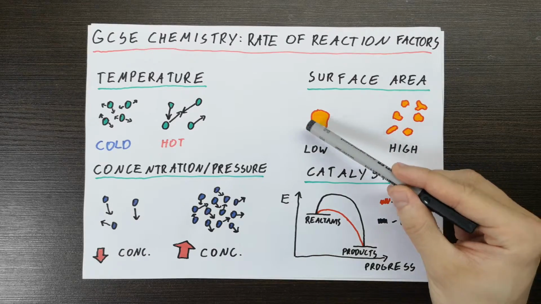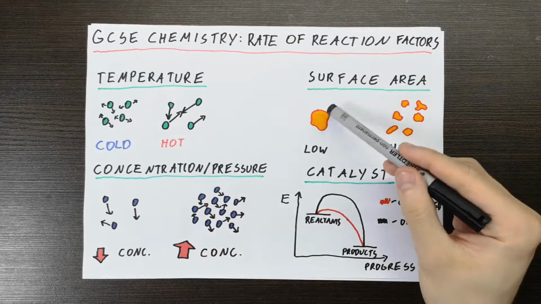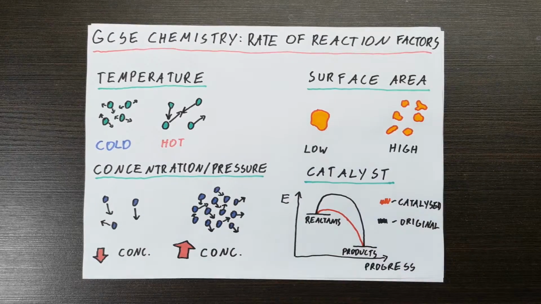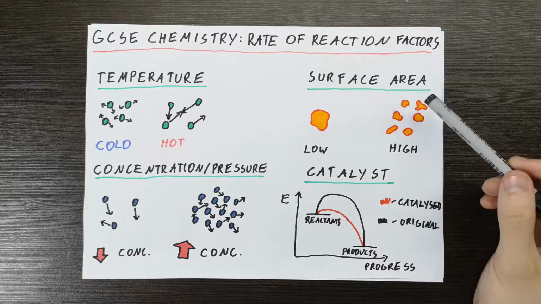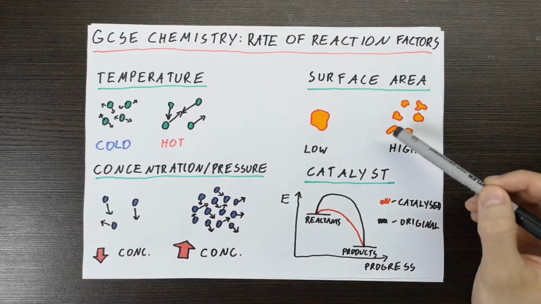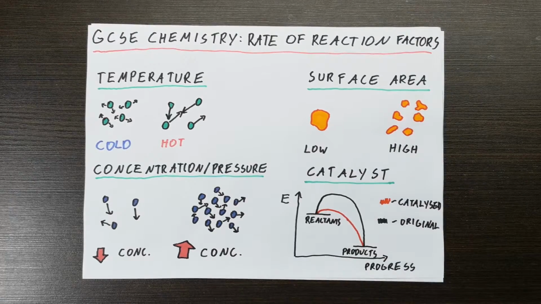It has to react on the surface area. So if we have a low surface area, then there aren't many places where that particle floating around could react with the said solid. Whereas if we have a high surface area, then we have lots of options. We have lots of spaces where that floating particle could sit down and react, essentially.